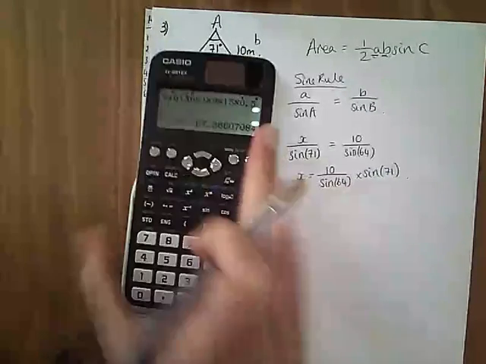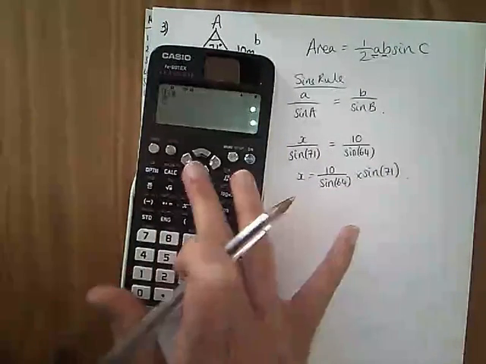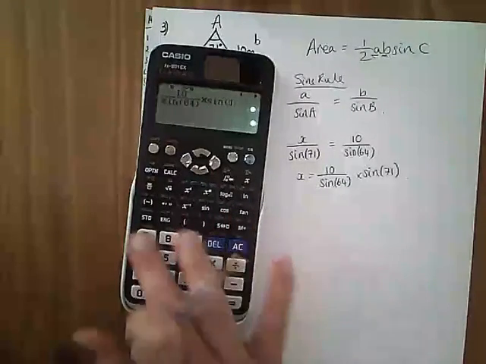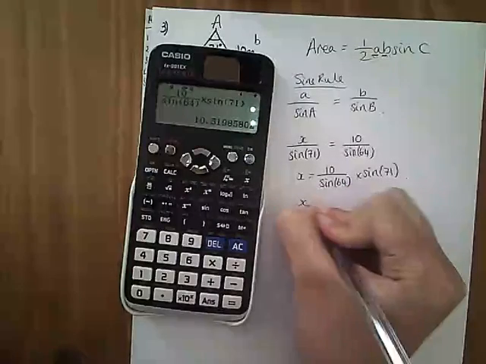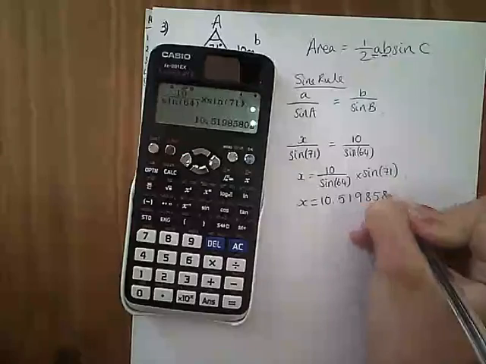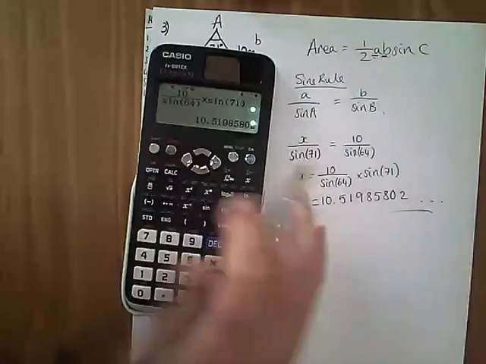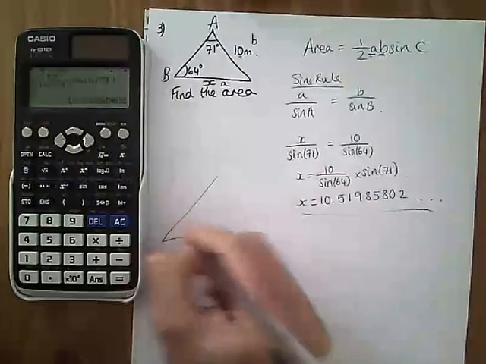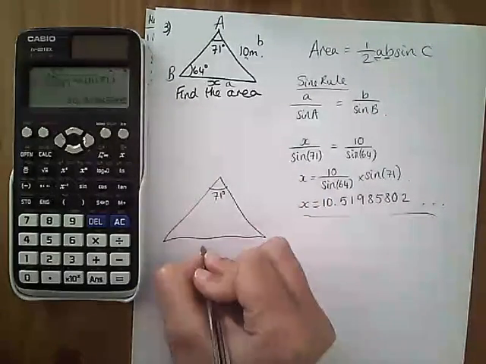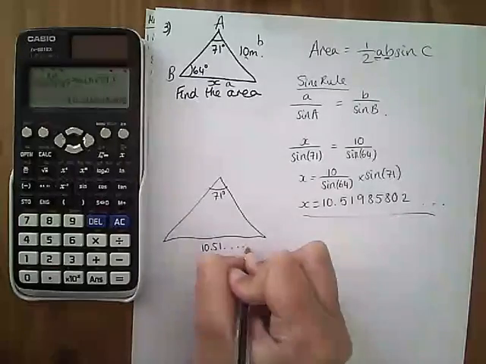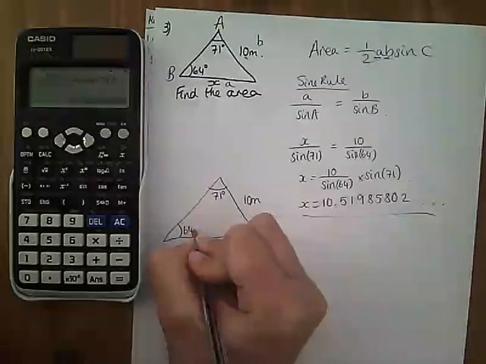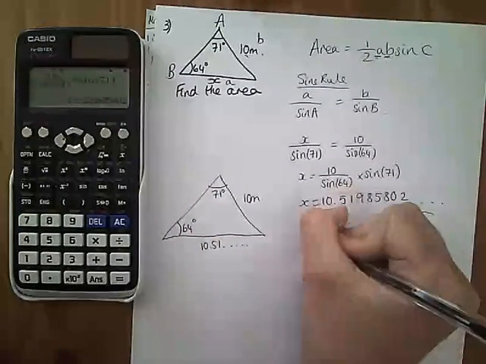So, chuck that into your calculator: 10 over sine 64 times sine 71. That tells us that that length on the bottom is 10.5198582. Again, please try not to round it because we're going to use it later. Now our triangle looks like this. This is 71 degrees, this is 10.51 blah blah blah, this is 10 meters, this is 64 degrees, and we are trying to find the area.